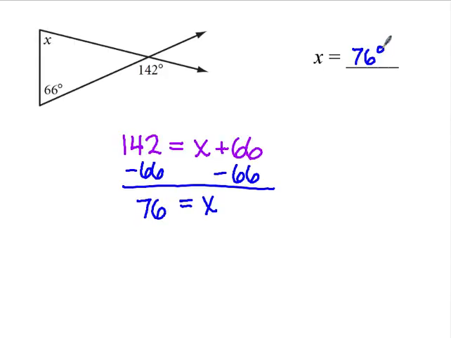Now, is that the only way to solve that? And the answer is no. That is not the only way to solve that. What you could do is take 142, subtract that from 180, and you could get this to be 38. And then you could take 180 minus those, and that should give you 76 as well. So that's not the only way. It's the most efficient way, though, and it'll save you the most time.